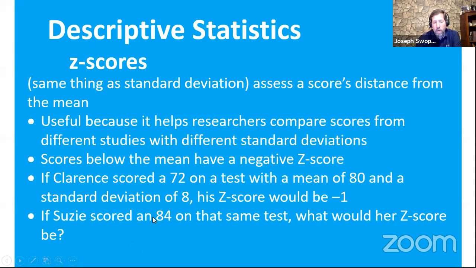If Susie scored an 84 on that same test, what would her z-score be? I'm going to give a few seconds for you to kind of puzzle through it. Okay, well, I'll give you a hint. On the same test, if the mean is 80 and the standard deviation is 8, if you had an 88, your z-score would be 1. If you only had an 84, your z-score would be 0.5 or a half.